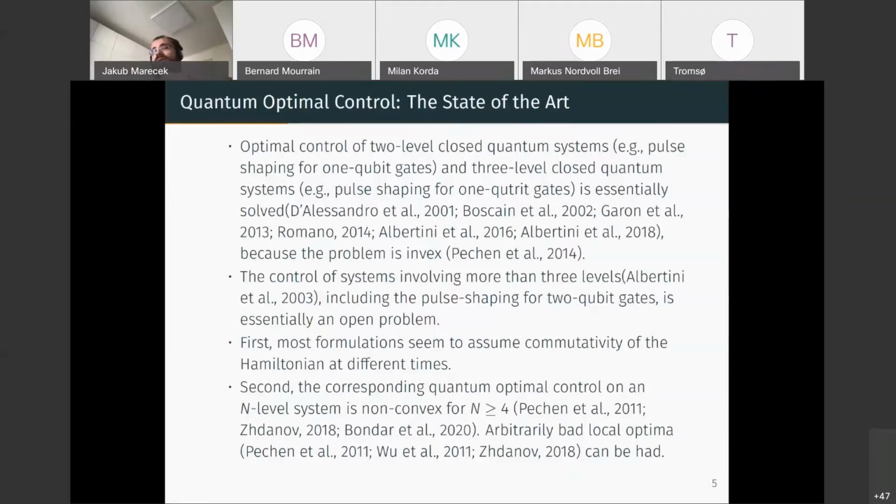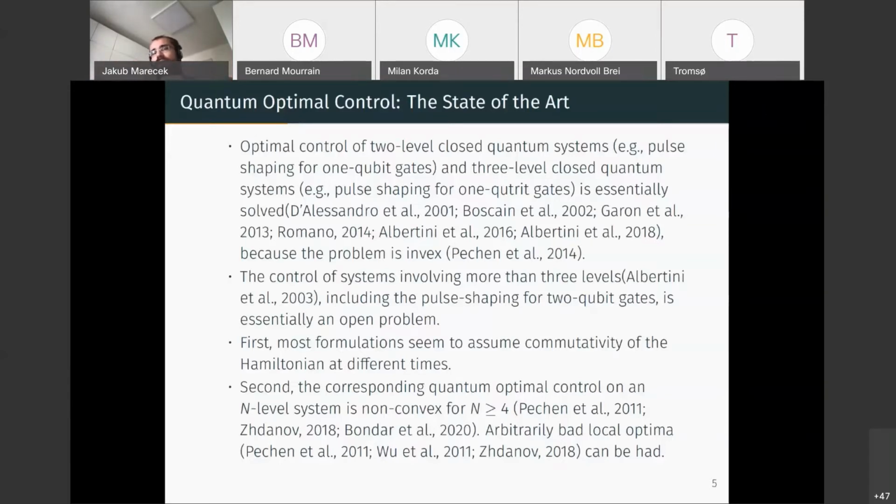On the other hand, solving problems where you have more than three levels is still in some sense an open problem. Not necessarily in the sense that there wouldn't be thousands of papers, but in the sense that we don't have any perfect method. There are some methods which are practically relevant, and then there are some methods which could have global convergence guarantees. But the method that would both have global convergence guarantees and be practical is still somehow out there.